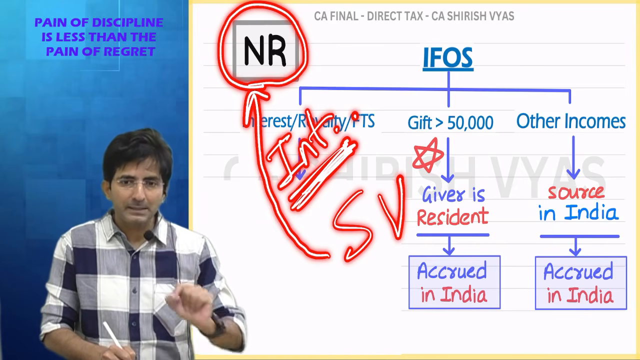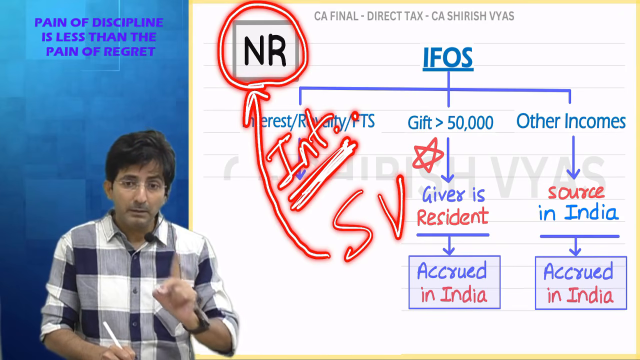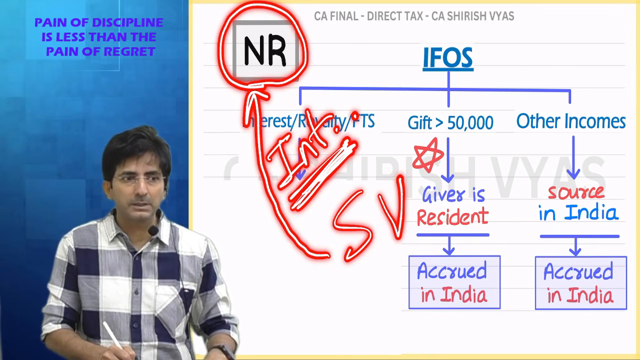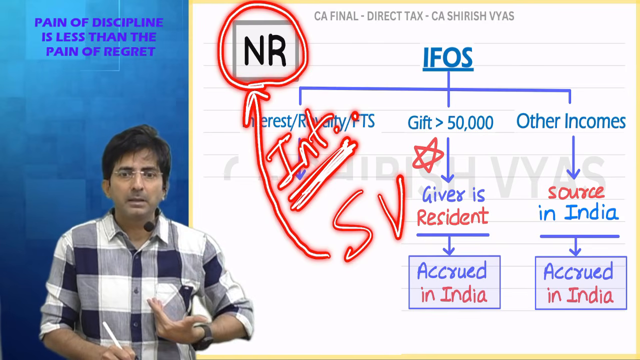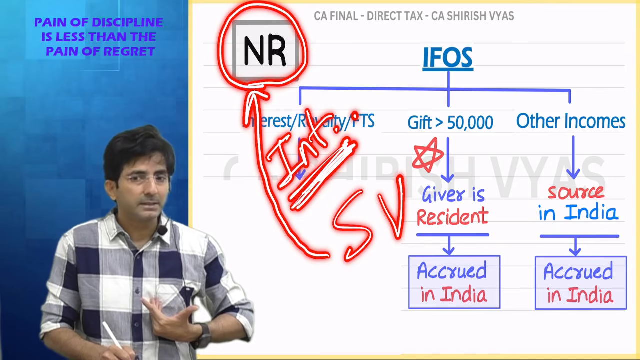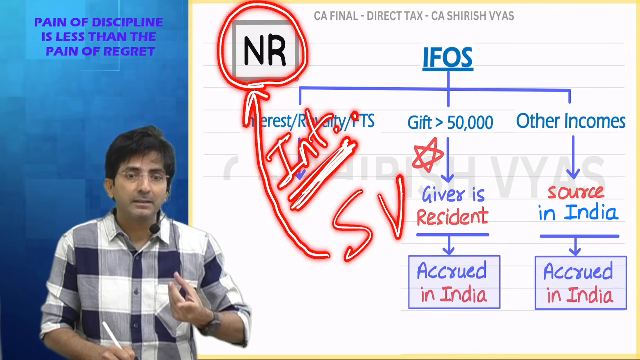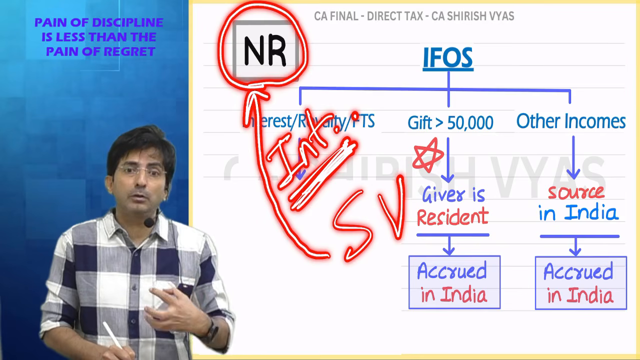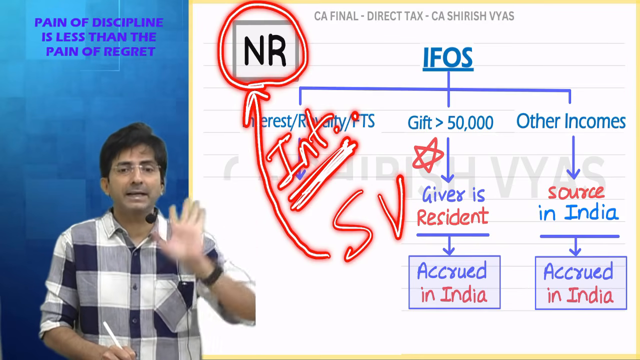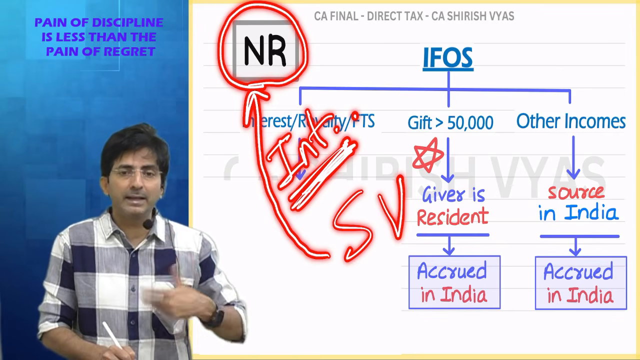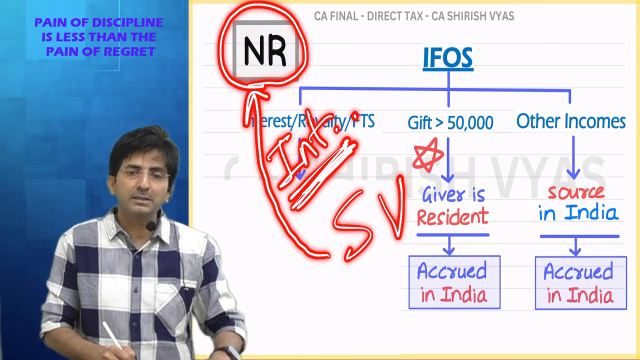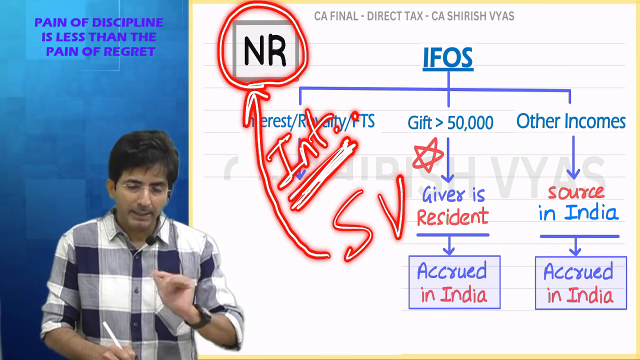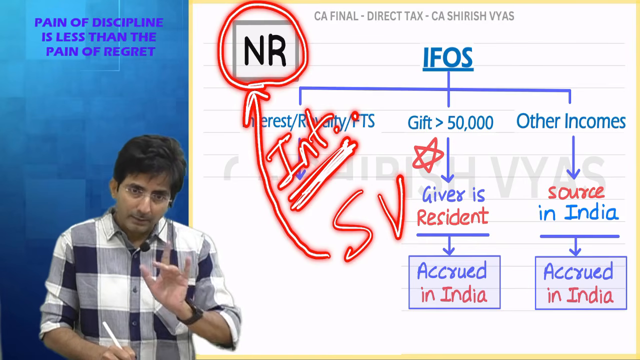You know, in my Hindi batch, I use one dialogue. Banda mat dekh, dhanda dekh. Banda means person. Dhanda means business. Don't see the banda. Banda means Shirish. See the dhanda. Dhanda means business. So what rule do I follow? If I stick to Shirish only, my answer will be, oh, NR is getting interest from Shirish, Shirish is of India, income is accrued in India. I will give a wrong answer. So don't see the person. See the business. In my Hindi batch, I say, Banda mat dekh, dhanda dekh.